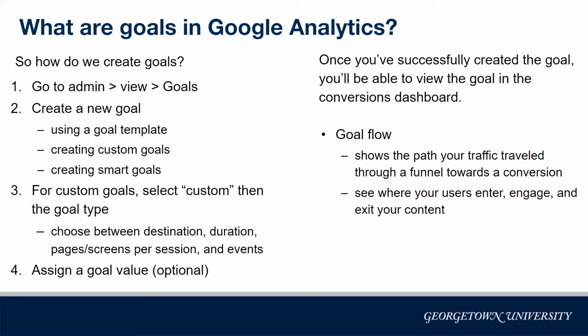And so once you've successfully created these goals, you'll then be able to view information on these goals and conversions in the conversions report in Google Analytics. And to give an example of the type of information that you'll find in this report, you can find things like the goal flow. And in the goal flow, you'll be able to see things like the path your traffic has traveled through a funnel towards that conversion. You can also see where users are entering, engaging, and exiting your content within that funnel.